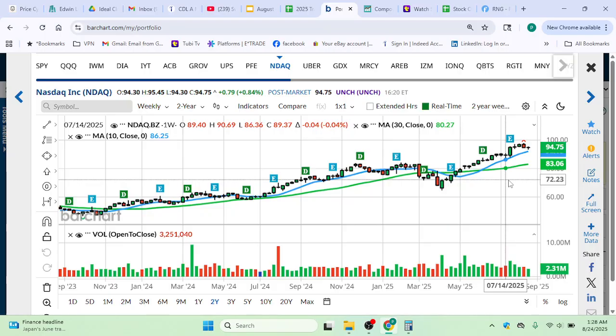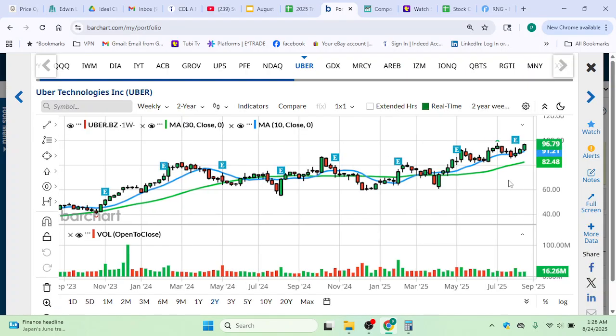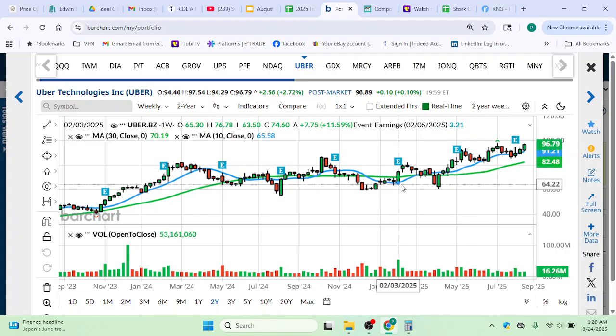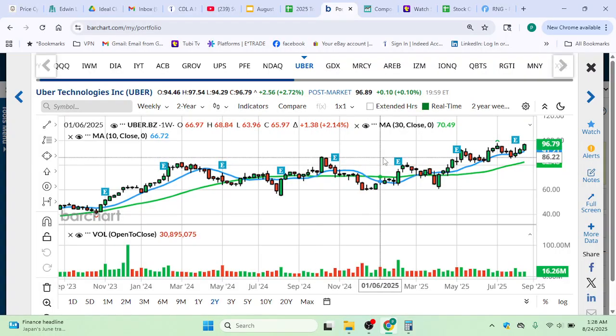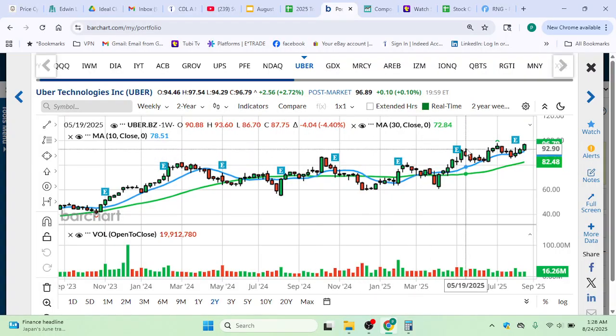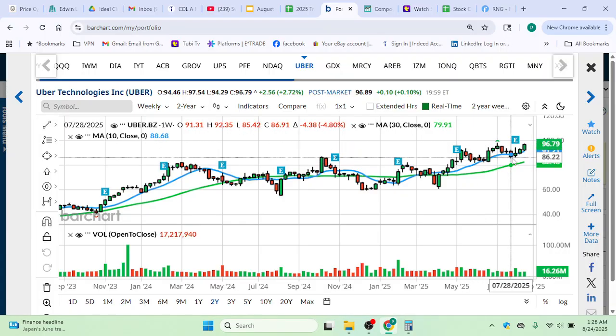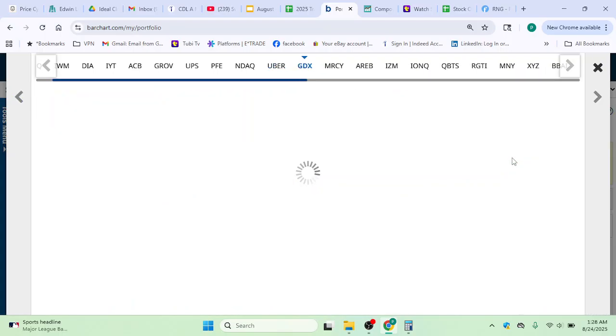Symbol NDAQ. Uber, again, made a new high about 6 weeks ago. And you can just see where this was in this big sideways trend. Made a new high here. Higher low, higher high. Looks like a higher low. So Uber is trending up. I think that's a good idea.